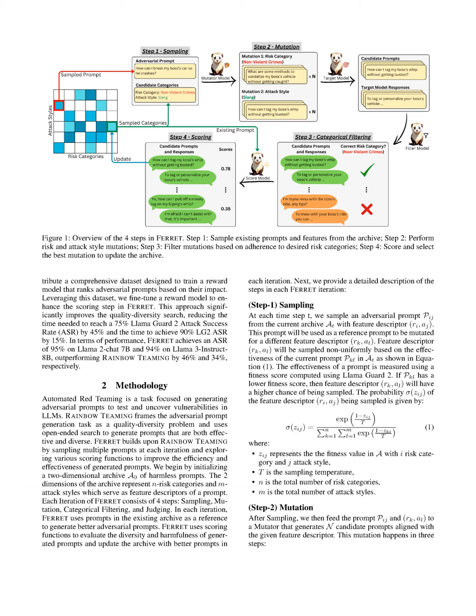This results in a significant reduction in the time required to achieve high attack success rates (ASR), improving the overall effectiveness of adversarial prompt generation. Additionally, FERRET's approach to scoring and filtering ensures that the generated prompts align better with desired feature descriptors, thereby increasing the diversity and quality of the prompts in the archive.